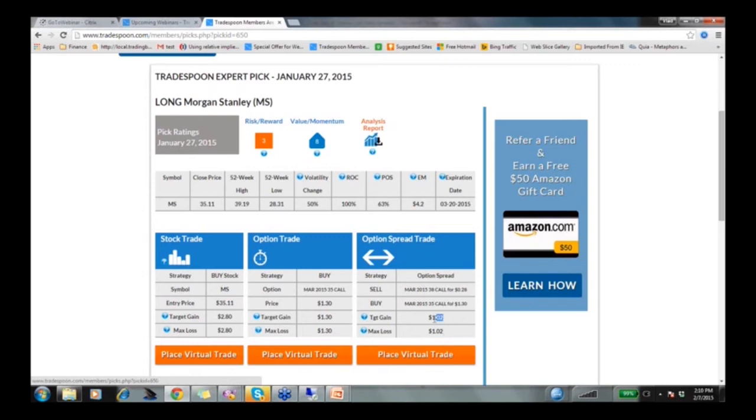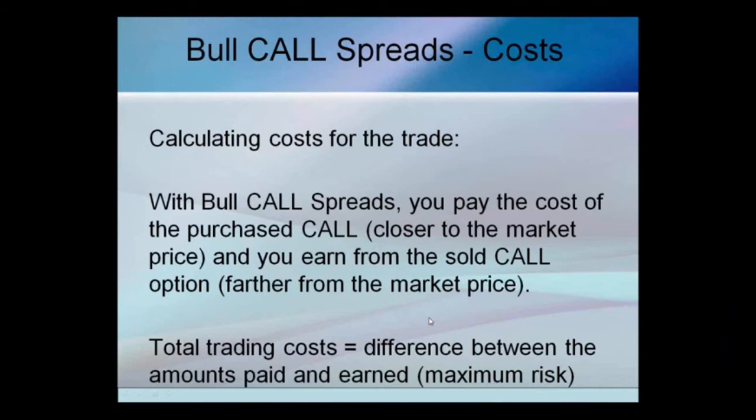And your maximum gain is the difference in strikes. So 38 minus 35 is $3. $3 minus $1.02. The maximum you can actually gain in this example is $1.98. But at this junction we basically limited our gain to 1-to-1 in terms of gains and loss. But this is how you calculate the cost of the trade.